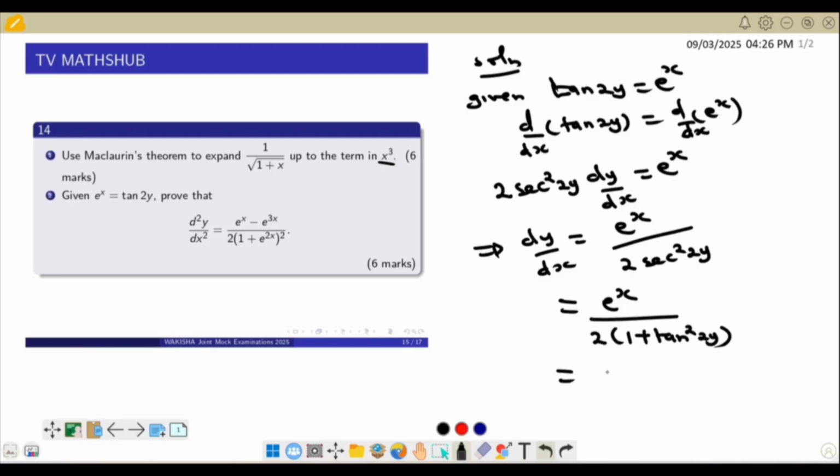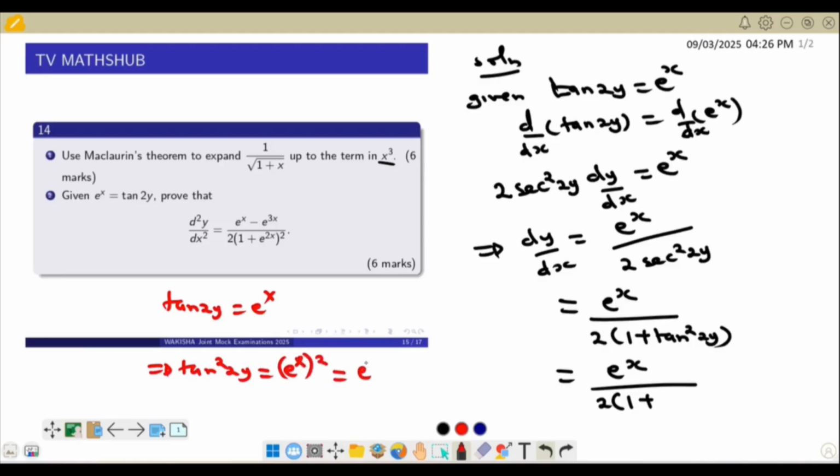So this can as well be written as e to power x divided by 2 into 1 plus tan squared of 2y. We already have that tan of 2y is equal to e to power x. So it implies that tan squared of 2y is same as e to power x also squared, and this is same as e to the power of 2x. So we shall have this as 1 plus e to the power of 2x, and this will be your dy/dx.